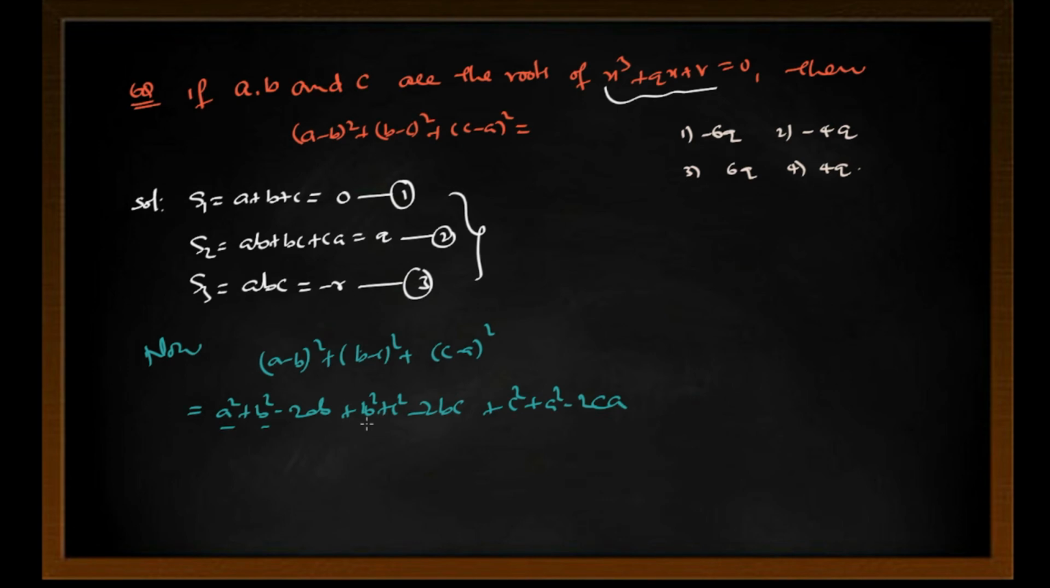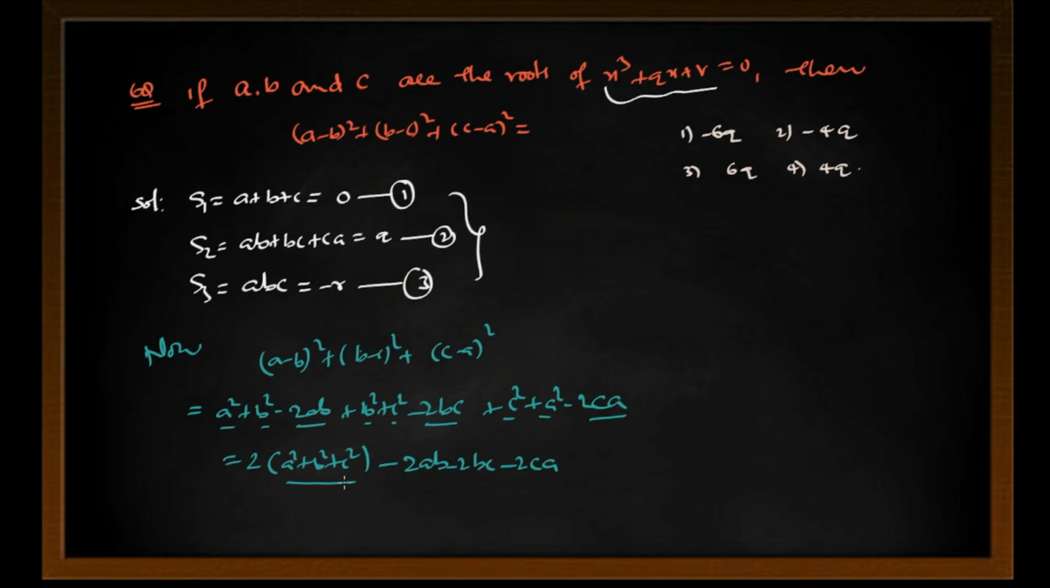a square, b square, b square, c square, c square, a square, each one appears 2 times. So 2 times (a square plus b square plus c square) minus 2ab minus 2bc minus 2ca. We have the value of a plus b plus c. Is there any formula to convert into a plus b plus c? Squares are there, we have to convert into a plus b plus c.